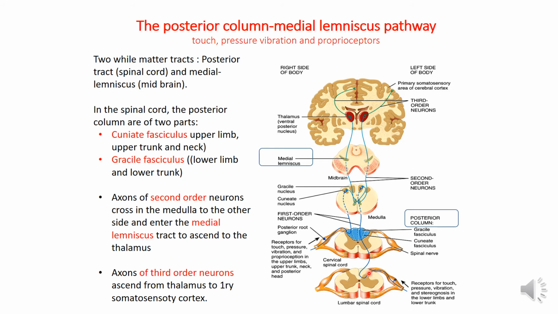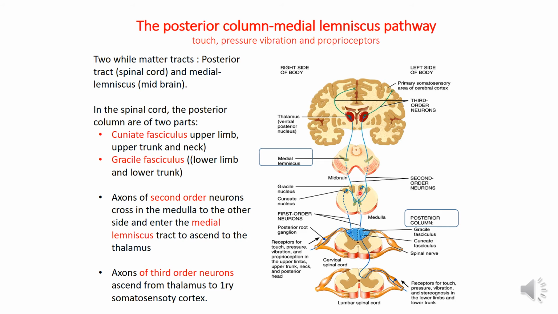The first order neuron enters the spinal cord and ascends. It does not synapse with the dorsal horn cells. It ascends in the dorsal column of the spinal cord into two fasciculi. One is called the cuneate fasciculus, and the other one is called the gracile fasciculus. We have the gracile fasciculus, which is medial, and the cuneate fasciculus, which is lateral. The cuneate fasciculus carries this type of sensation from the upper limb, upper trunk, and neck. And the gracile fasciculus carries the sensation from the lower trunk and lower limb.